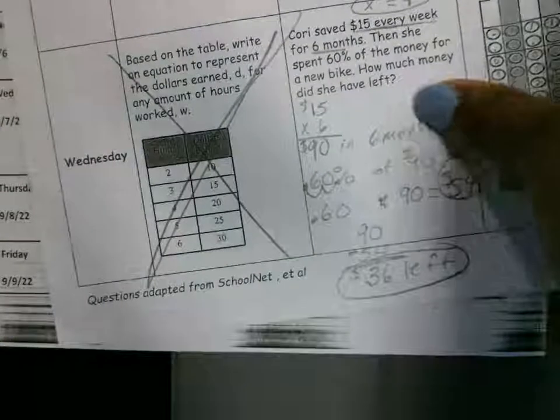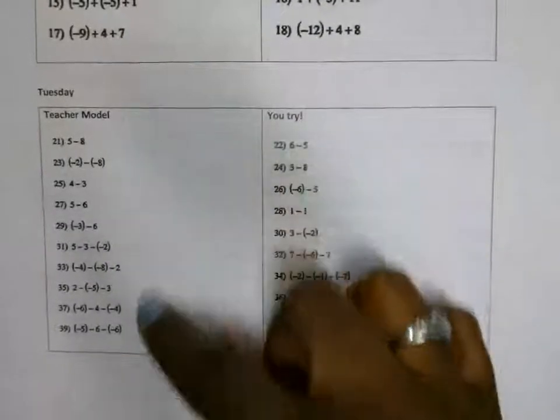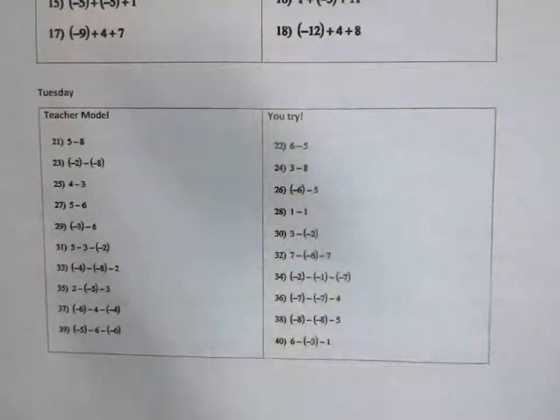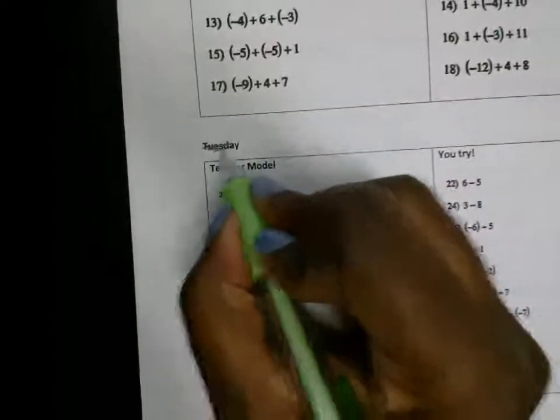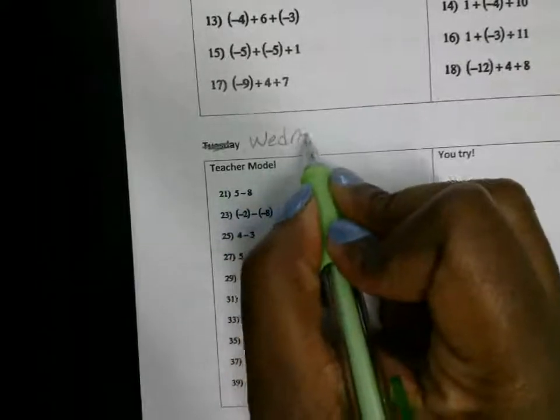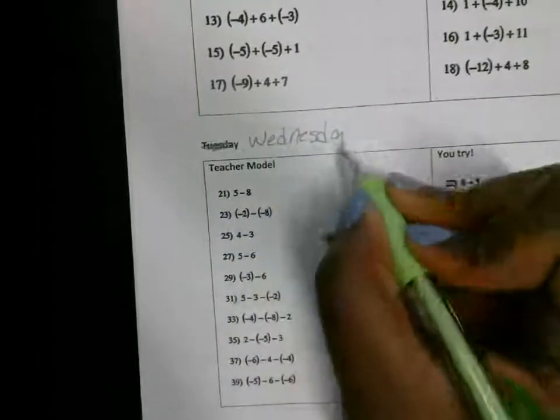Let's label our homework. Do not forget, it's not mandatory that you watch the video. However, if you don't watch the video, you're still responsible for the teacher model part. That's part of the homework. So Tuesday, mark Tuesday out and put, this is Wednesday's. Okay? Some people already did that. And then the last page is Thursday. The whole page on the back is Thursday.